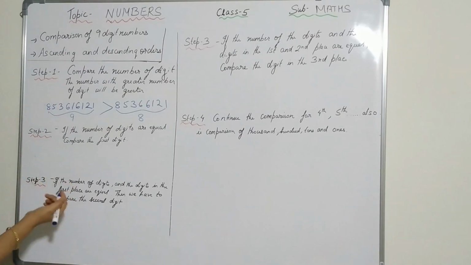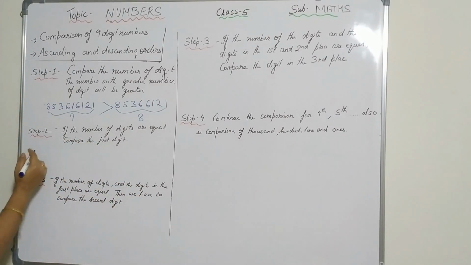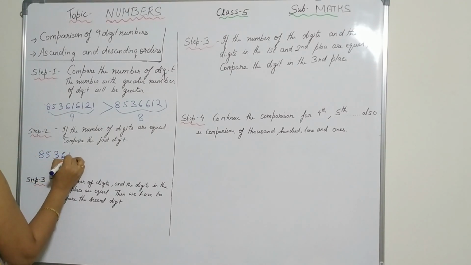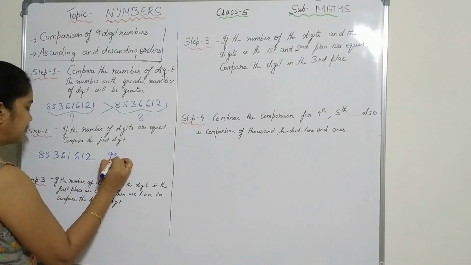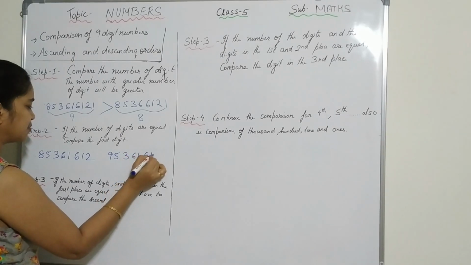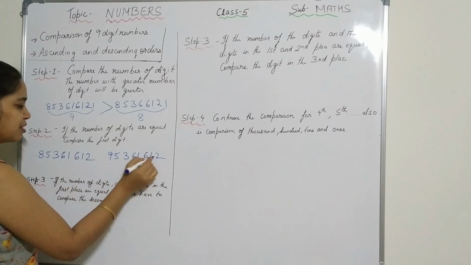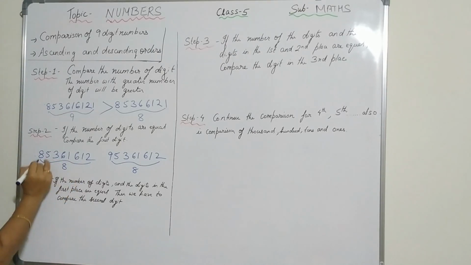Now coming to the second rule. If the number of digits on both sides is equal, say I have taken an 8-digit number on this side and an 8-digit number on this side, then we have to compare the first digit. Like the number I have taken, 8 5 3 6 1 6 1 2, and I'll take 9 5 3 6 1 6 1 2. Count the number of digits, whether it is the same or not: 8 digits. It is 8 digits, so the number of digits is the same.